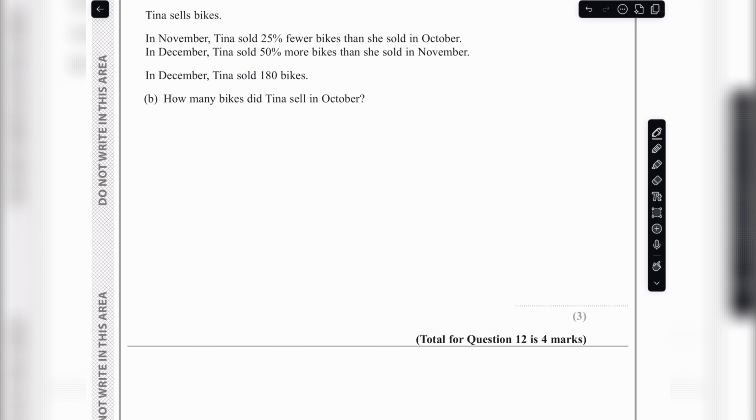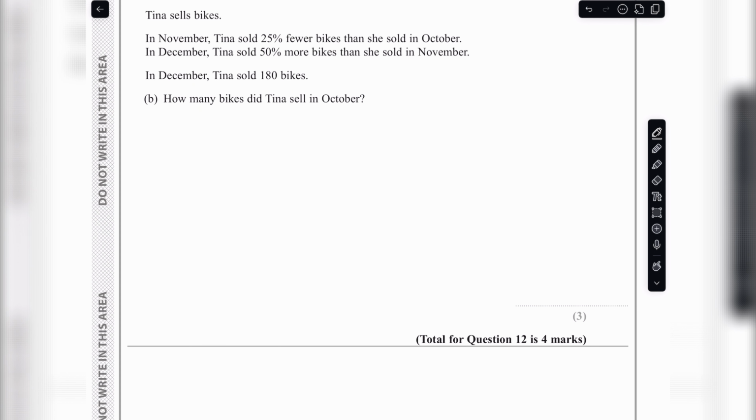In the second part of this question, we are told that Tina sells bikes. In November, Tina sold 25% fewer bikes than she sold in October. In December, Tina sold 50% more bikes than she sold in November. In December, Tina sold 180 bikes. How many bikes did Tina sell in October?